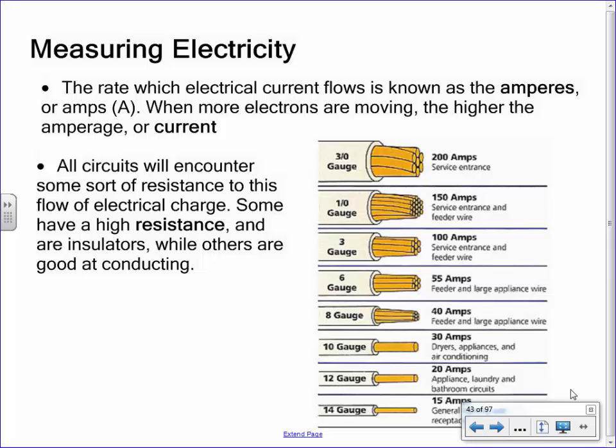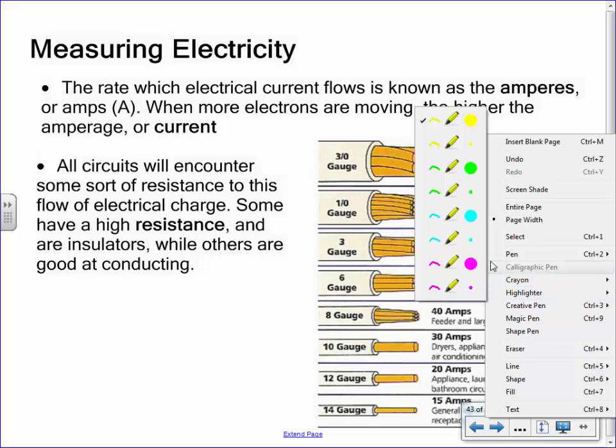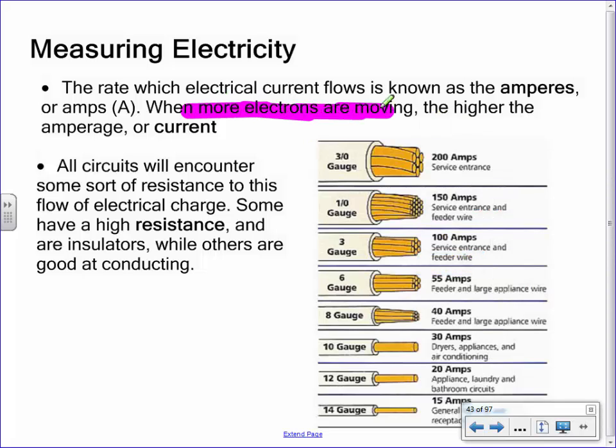Well, we have that same concept in electricity, because sometimes the electrons move really easily because they're in conductors. Sometimes they move, but it's a little bit more challenging because it doesn't conduct quite as well. And so using that analogy, I want to talk about something called current. Okay? Actually, we'll use a highlighter. When more electrons are moving, you have more current.